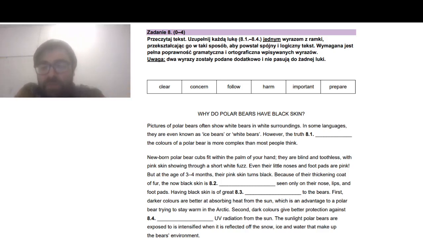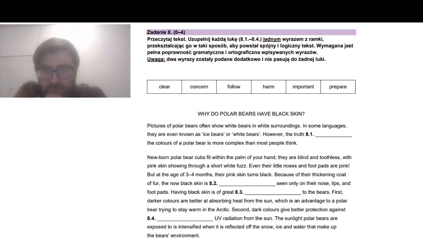Having black skin is great, something for the bears. Let's look at what comes before it: great. Great is an adjective. After an adjective, we have a noun. Okay? Is of great noun. It has a lot of something for the bears, right? So the something in this case is a noun.